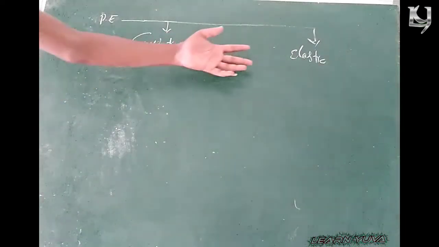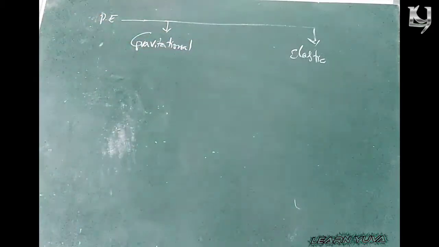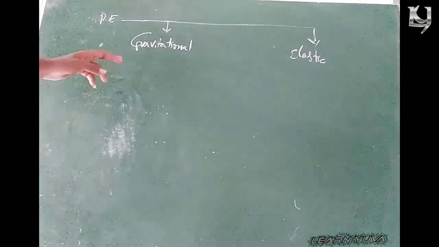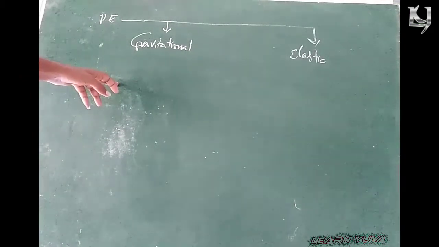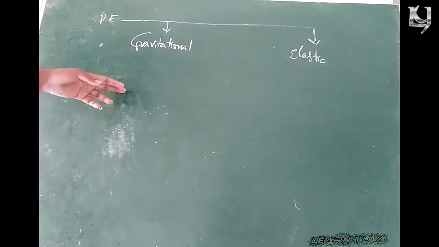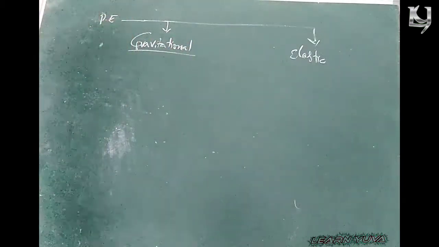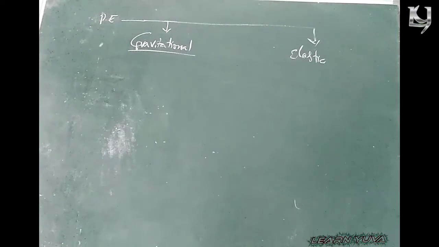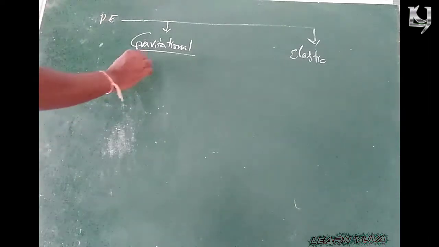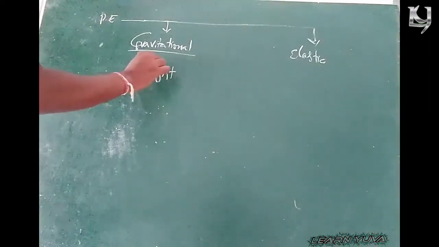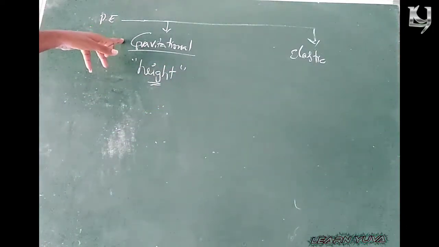By the name itself, we can easily identify which is gravitational potential energy and which is elastic potential energy. Gravitational potential energy is the energy acquired by a body by doing work against gravity, or the potential energy due to height above the earth's surface. So if a body is under the influence of gravity and is situated at a certain height, then that body possesses gravitational potential energy.